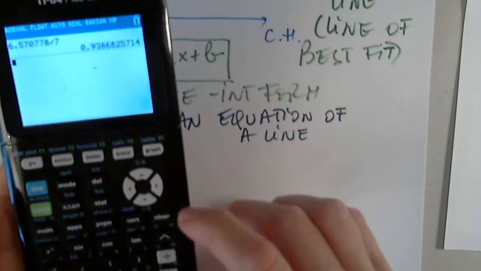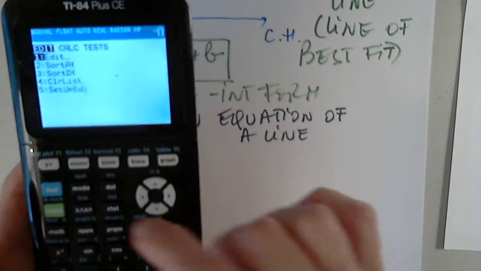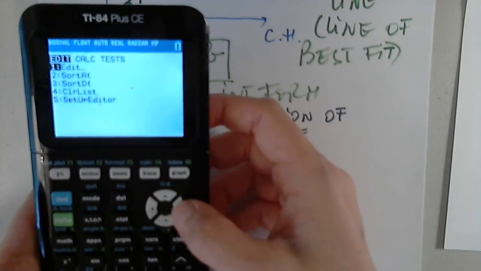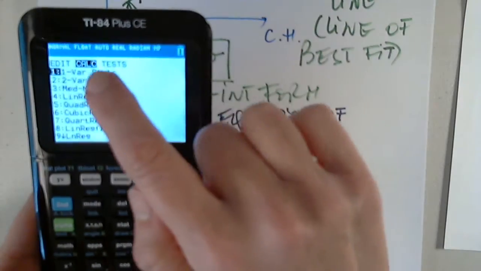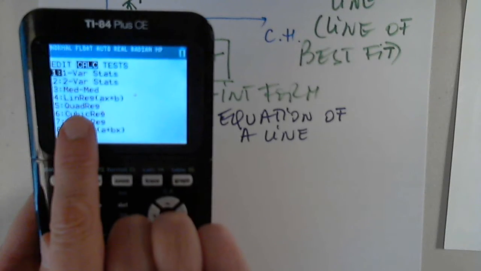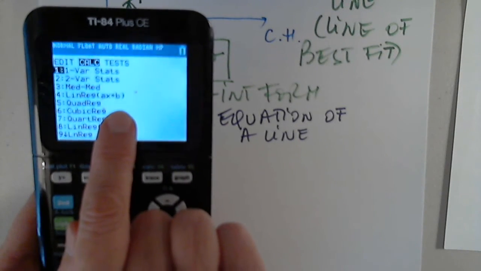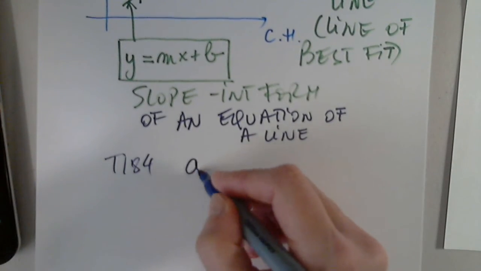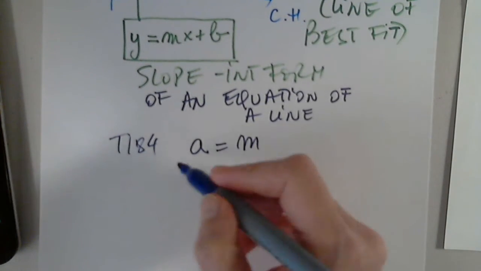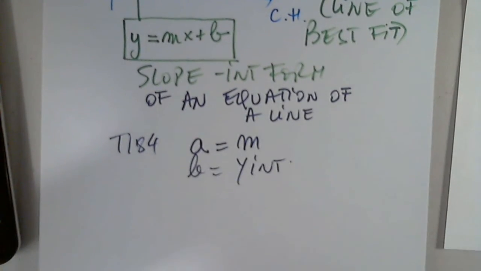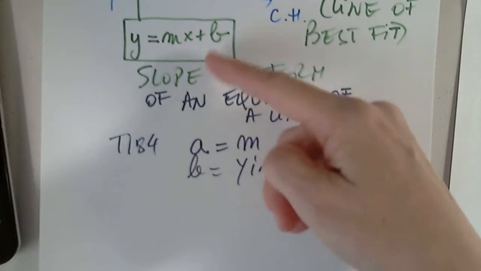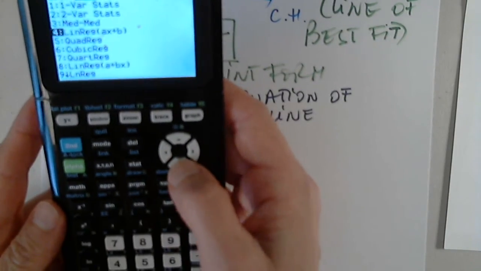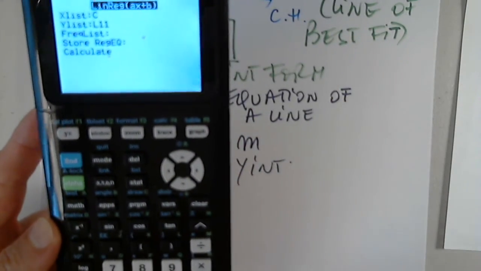So let's do this first with a calculator because we already have the data. Go to Stats, go now to Calc. If you fall behind, please let me know and I'll stop and present again. Scroll down to number 4, linear regression, ax plus b. In the TI-84, a is the slope and b is the y-intercept. So let's click on number 4, linear regression, press enter.